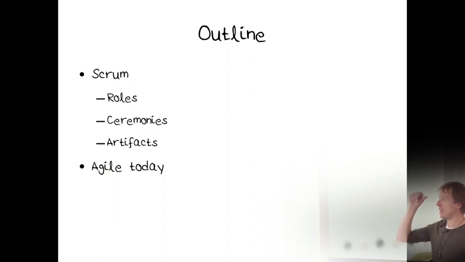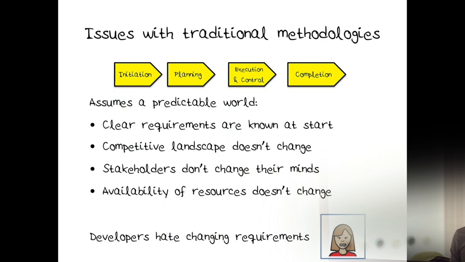So we'll talk about the details of Scrum, and then we'll talk a little bit about where Agile is today as a way of building software, of developing software-based products. This was the one from the previous talk. I added something at the bottom here.